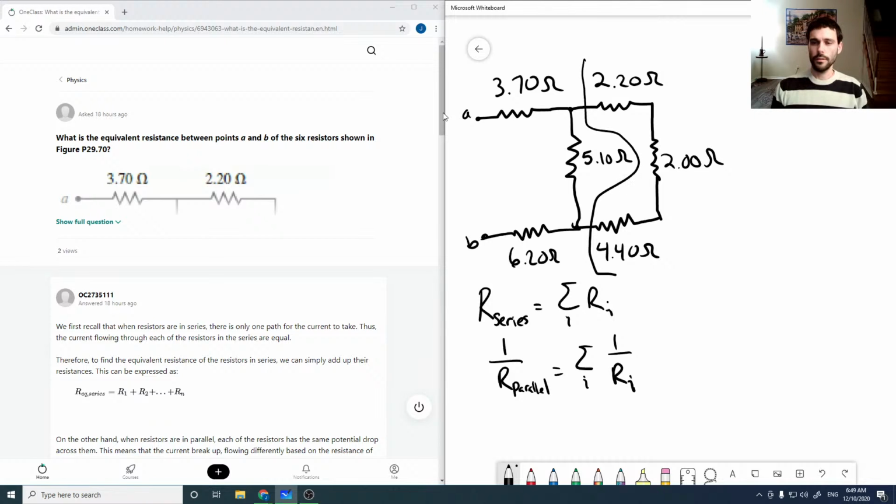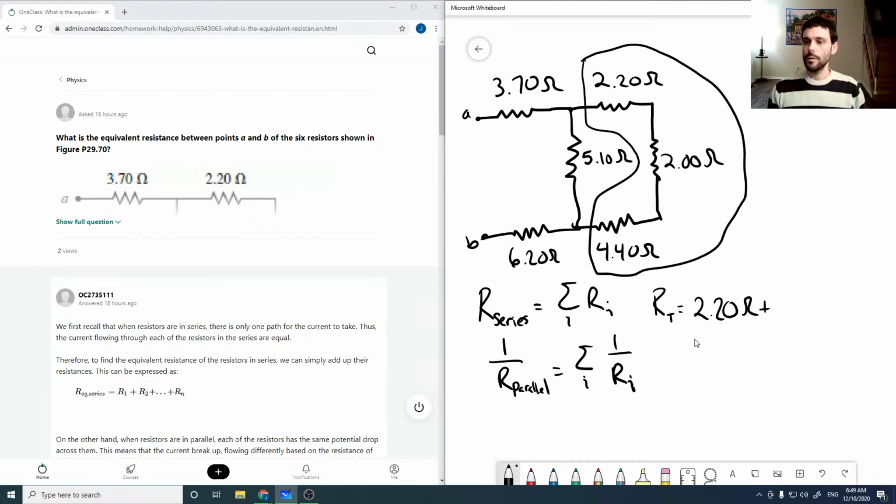So if we look here, these are all in series, and they're in parallel with this guy, and then that segment's in series. So first, let's start off with that. The total resistance there, because it's in series, is just the sum, so 2.20 plus 2.00 plus 4.40, and that comes out to be 8.60 ohms.